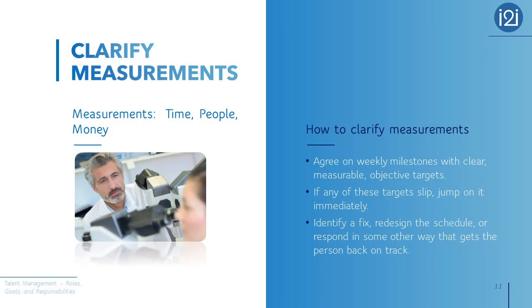Clear measurement. Nothing is more frustrating than being surprised by failure. Sometimes the surprise is because the person who should be delivering the results is afraid to ask for help. And sometimes it comes from premature optimism on both sides. So make sure that your expectations are agreed upon and recommunicate weekly with milestones, with clear, measurable, and objective targets. And if any of the targets slip, jump on it immediately and brainstorm a solution, identify ways to fix the situation, redesign the schedule, or respond in some other way that gets the person back on track.